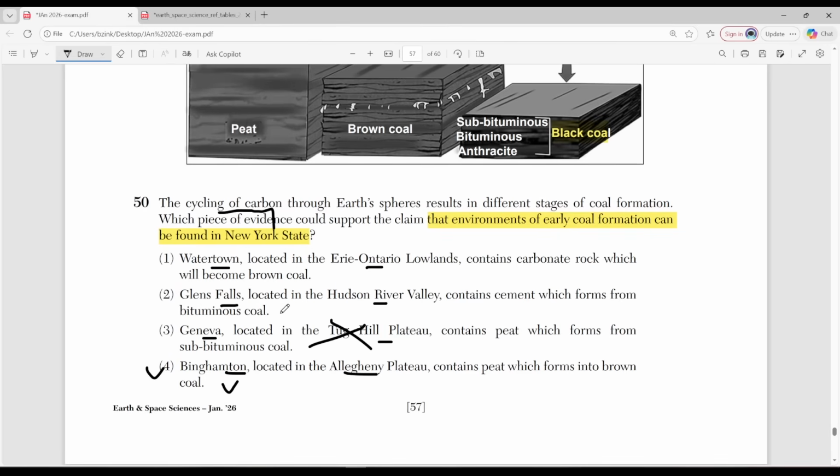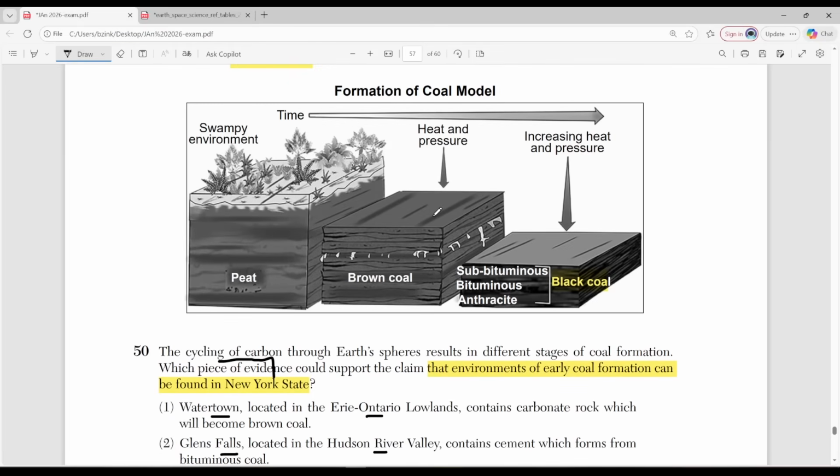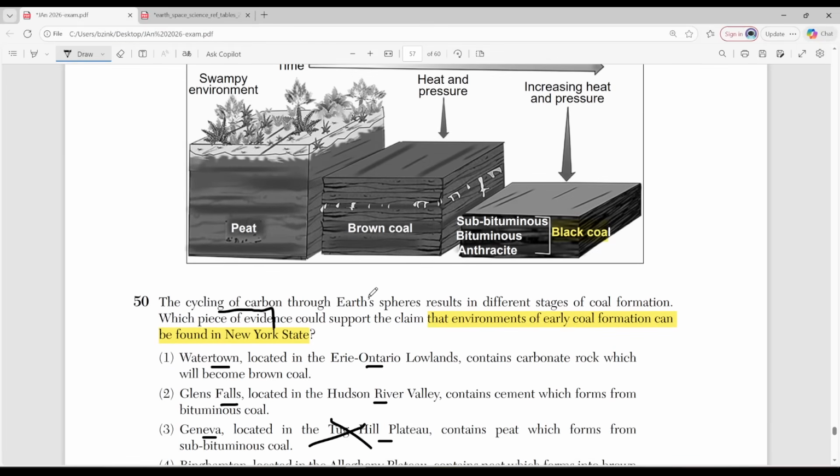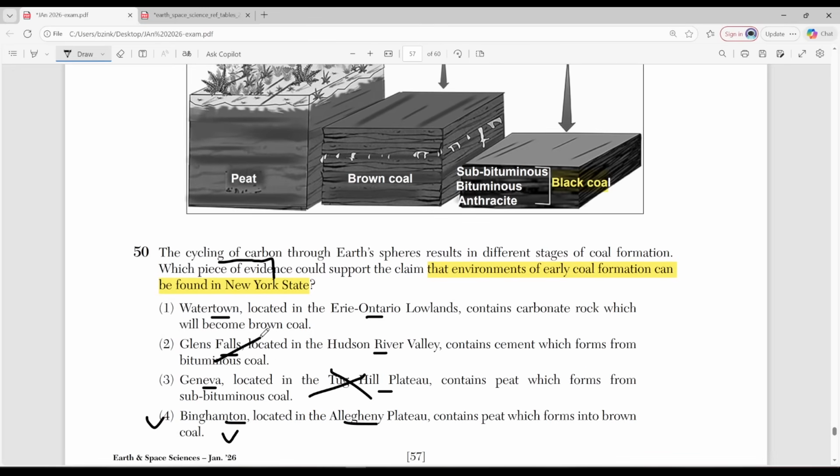Which forms from coal? It doesn't say anything about cement. Cement doesn't form from coal. So that's not right. Over here it says brown coal. Yeah, look, peat, which forms into brown coal. Look, boom. So this is probably it.